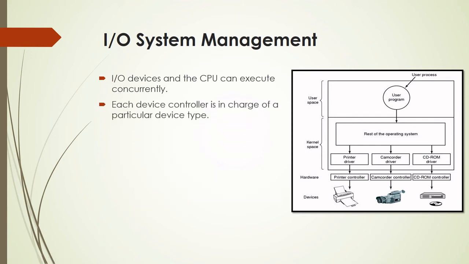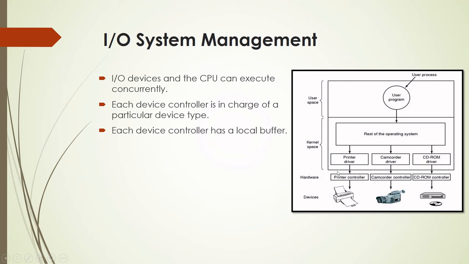Each device controller is in charge of a particular device type. As we have seen, the printer controller is in charge of the printer. Each device controller has a local buffer. So the device controller, in this case the printer controller, will have a buffer. Now why this local buffer?